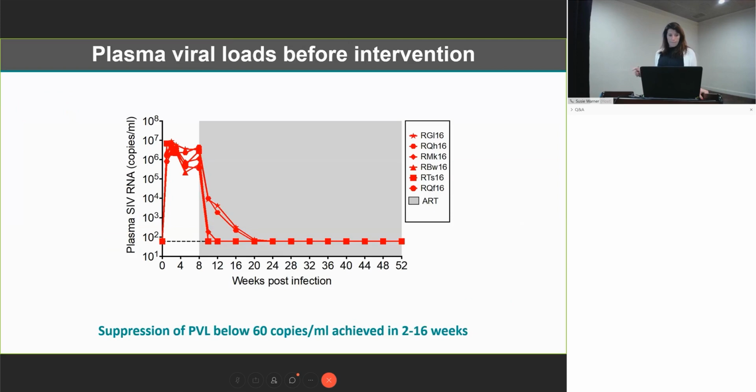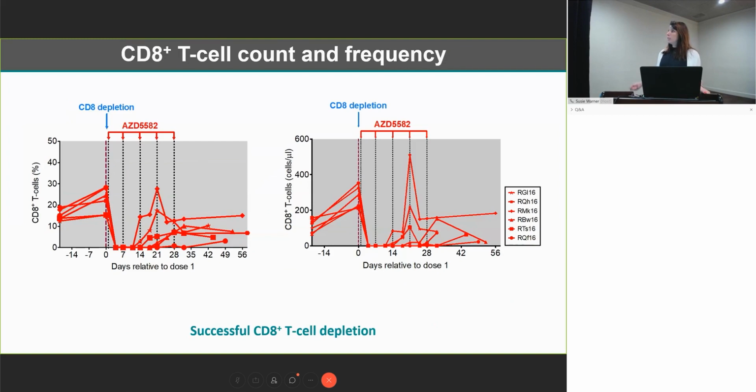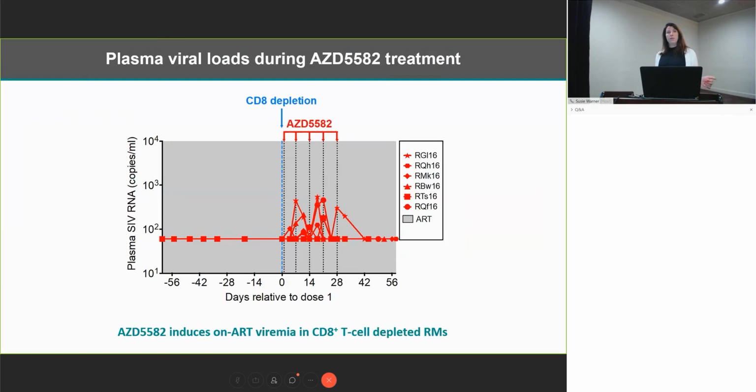And here again is shown the plasma viral load of these six monkeys before the intervention with SMAC mimetic and the CD8 depletion. You can see that suppression of plasma viral load was achieved in 2 to 16 weeks. And here I'm showing the successful CD8 depletion in this monkey with the CD4 T cell frequency and counts in the peripheral blood. And here again, when the animal received AZD5582, they experienced an ART viremia.